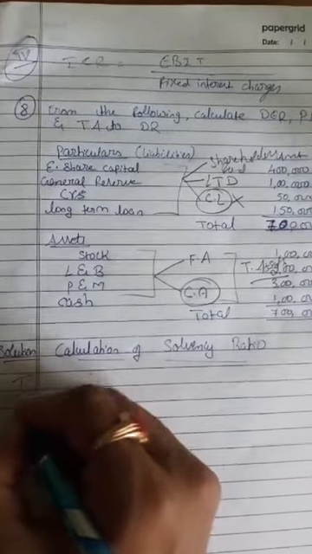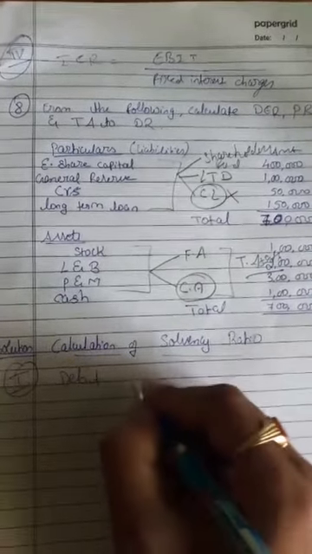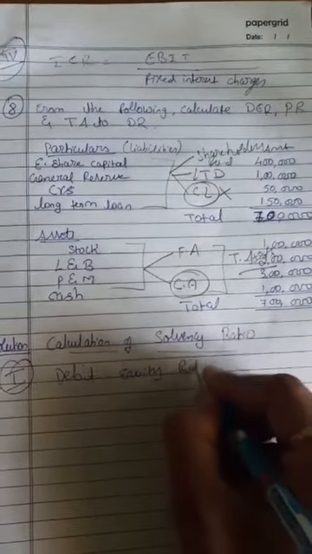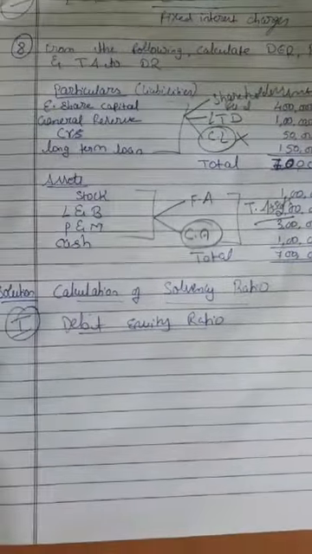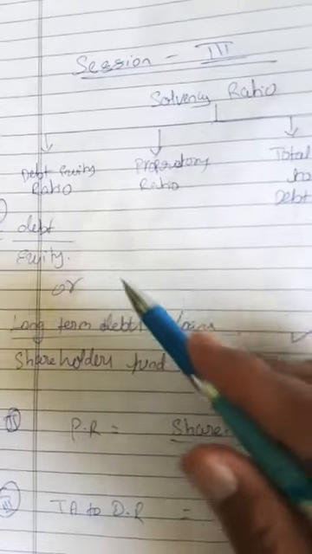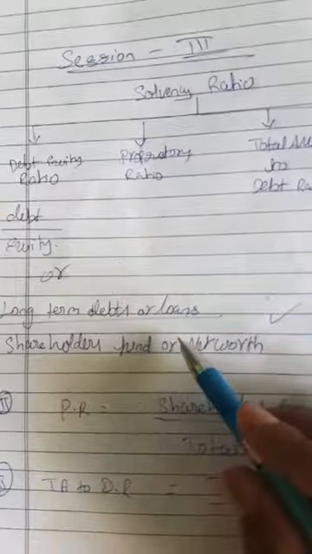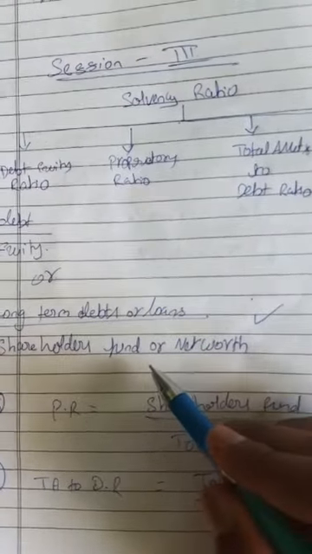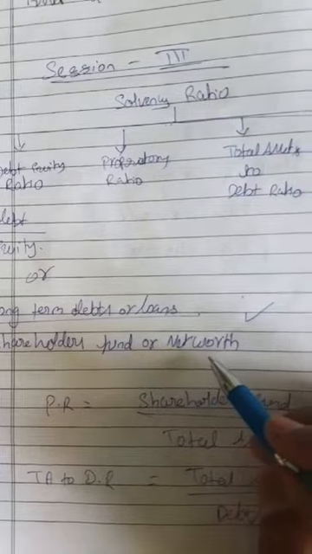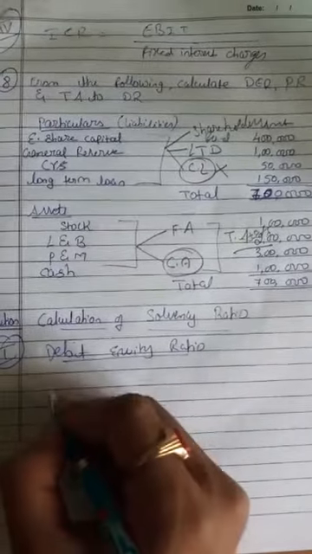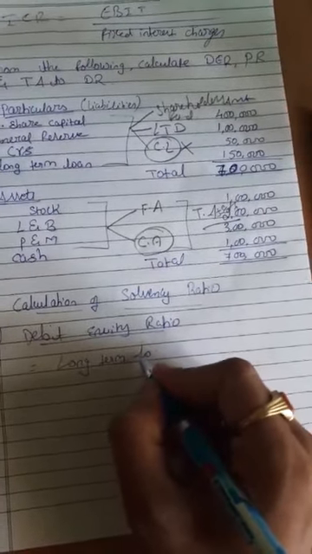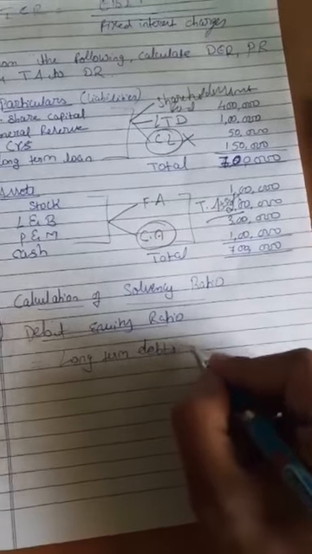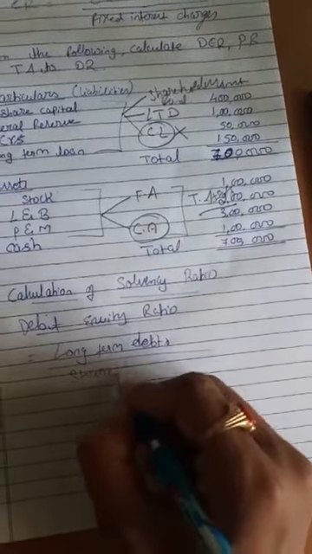Under that, the first one is your debt equity ratio. In order to calculate this, there's a certain formula. As we know, there are two formulas: one is debt divided by equity, or long-term debts or loans divided by shareholders fund, which can be called net worth. Now in this formula we are going to use long-term loan or long-term debts divided by shareholders fund.